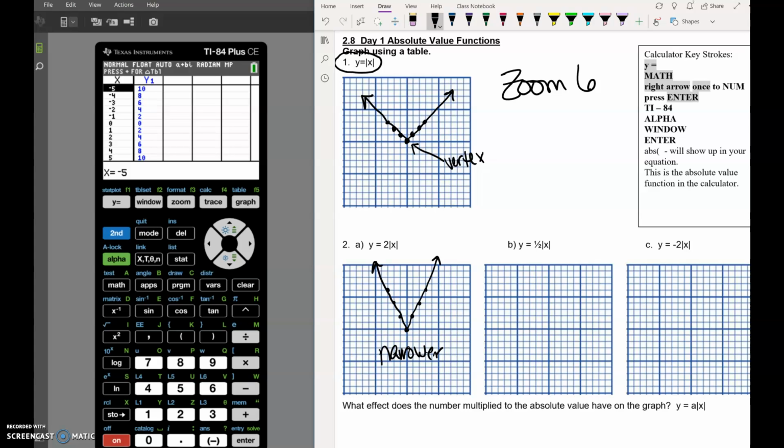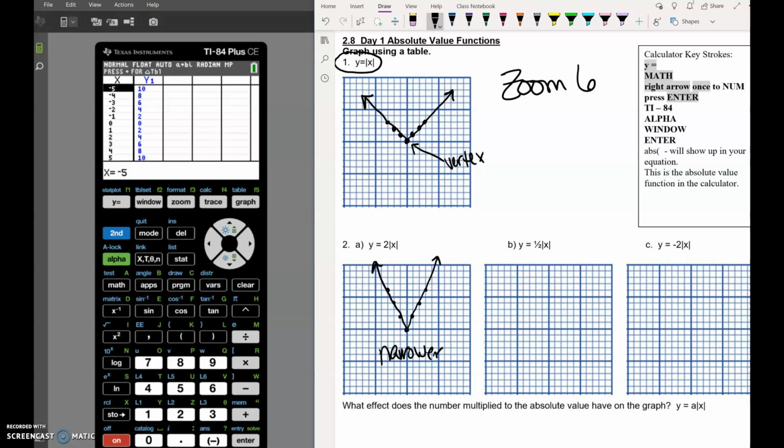So that number in front of the absolute value bars, it kind of works like a slope. It's like the slope of the right side, and then the left side is a reflection of that. So if you want to think of that as the slope, that's a good way to think about it. A steeper slope is going to make a narrower absolute value function.